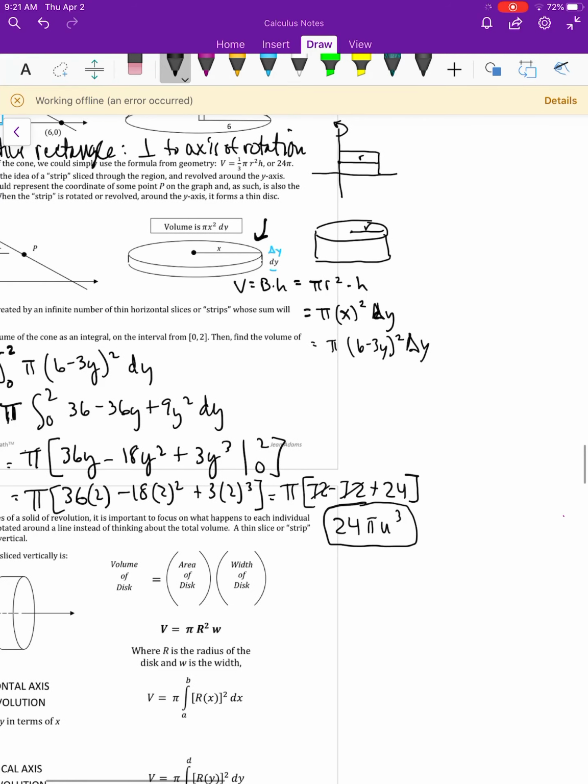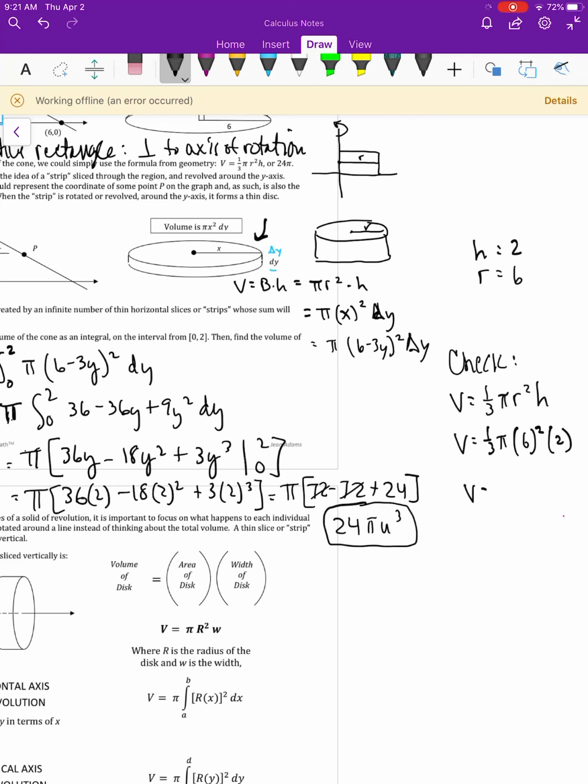Now, since we know that this is a nice cone, we can check our work using our geometry formula. Volume equals 1/3 pi r squared times the height. For this one, our radius of the base was 6, and our height of our cone was 2. So 1/3 pi 6 squared times 2. So 36 times 2 is 72 pi over 3. 72 divided by 3 is 24. So it does check out using our formula.